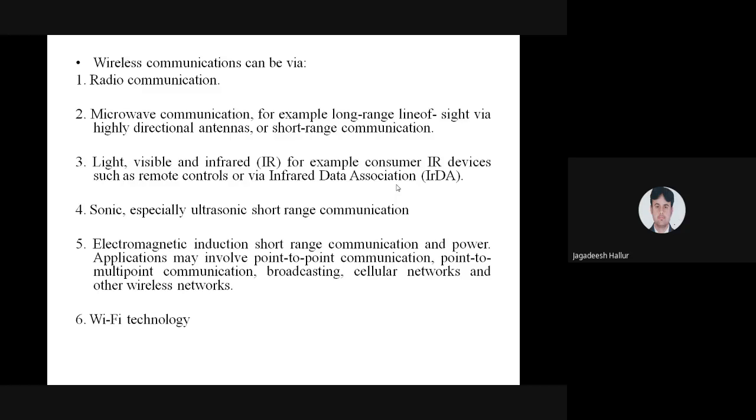And one more is microwave communication, for example long range line of sight. What is line of sight? It is the line of sight between the satellite and the earth station. Only if the line of sight between the satellite and earth station is clear can you watch anything live by sitting at home. A clear line of sight between the satellite and the earth station is required.